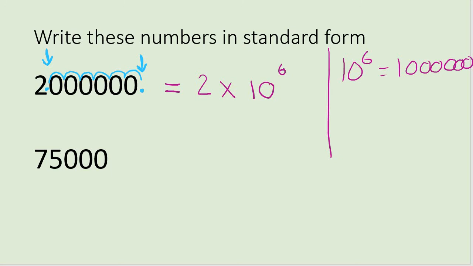So 2 million would be 2 times 10 to the 6. So it does work. And I encourage you to initially check your answers using your calculator. You can put in 10 to the 6 and see what it is.